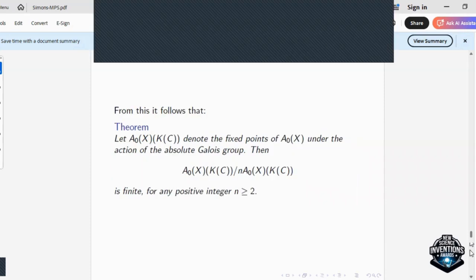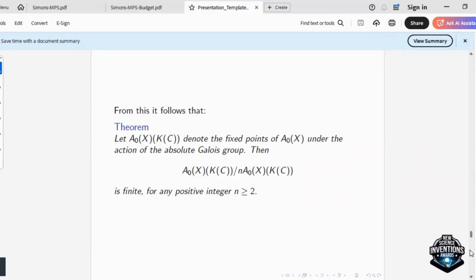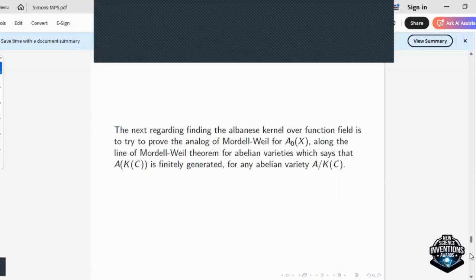The theorem is: let A0(X)(Kc) denote the fixed points of A0(X) under the action of the absolute Galois group. Then the group A0(X)(Kc) divided by n times A0(X)(Kc) is finite for any positive integer n greater than or equal to 2.